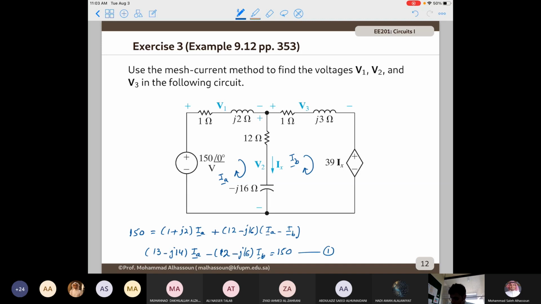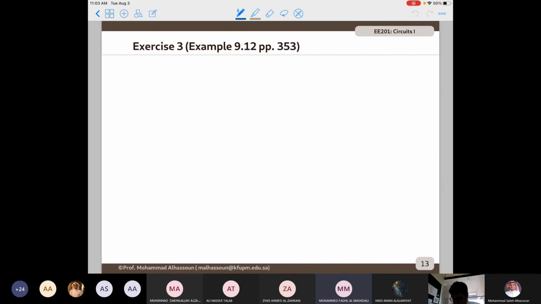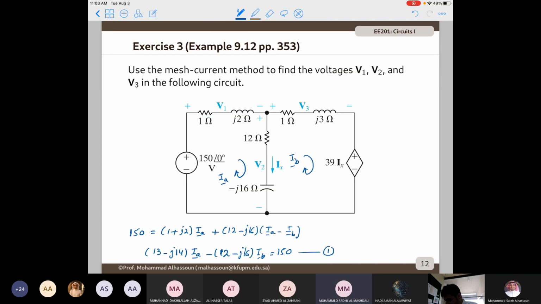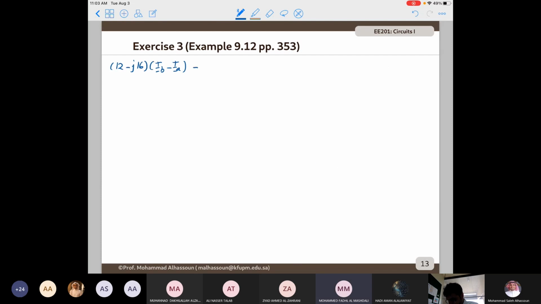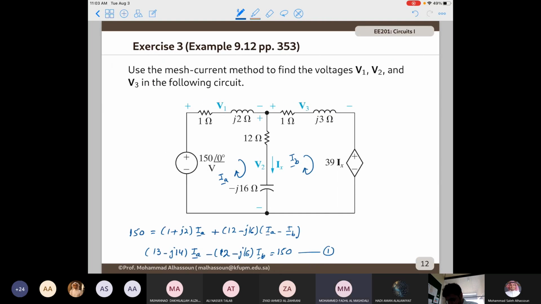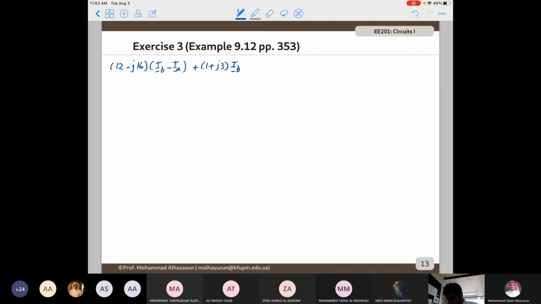12 minus j16 times IB minus IA. Okay, so let's write it. 12 minus j16 IB minus IA, 1 plus j3 times IB, plus 39 IX.